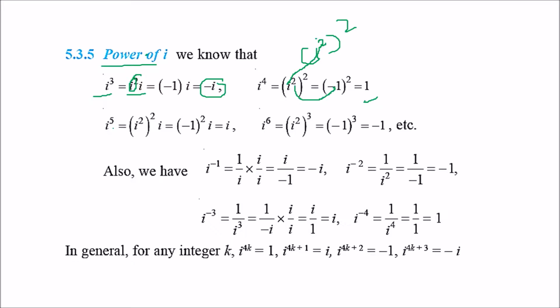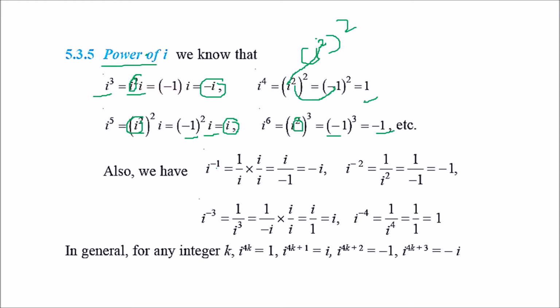i to the power 5, that is i square to the power square into i. We know i square is minus 1, minus 1 square is 1, that is i. It will give you i to the power 6 is what? i square to the power 3. i square is minus 1. Minus 1 to the power 3 is minus 1.